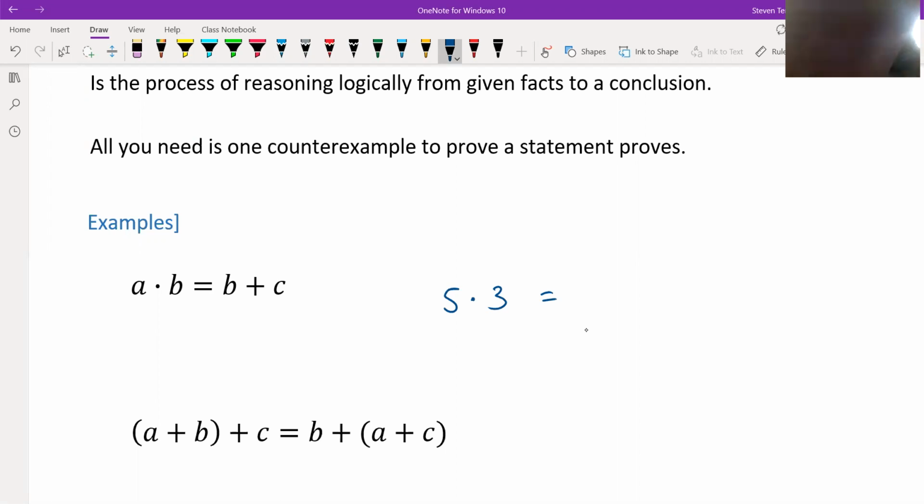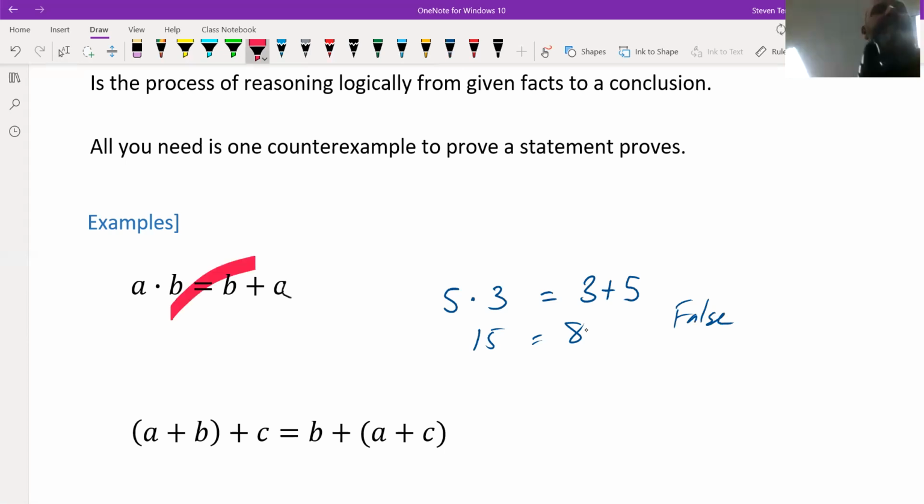I think that should be an A right there, not a C. So 5 times 3, and then is it going to be 3 plus 5? So I get a 15 on the left side, and I get an 8 on the other side, and this is false, which tells us that this cannot be true. So that's the process of deductive reasoning. If you can find a counterexample, then we can prove that statement to be false.